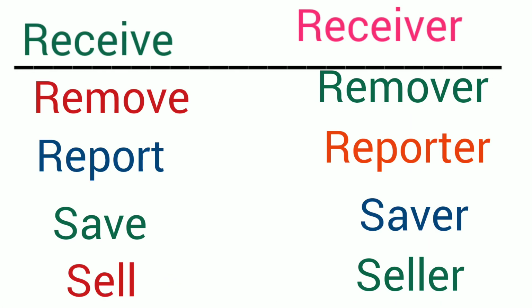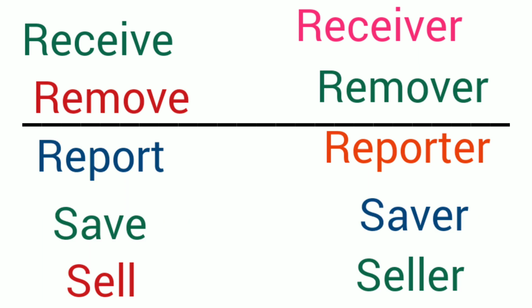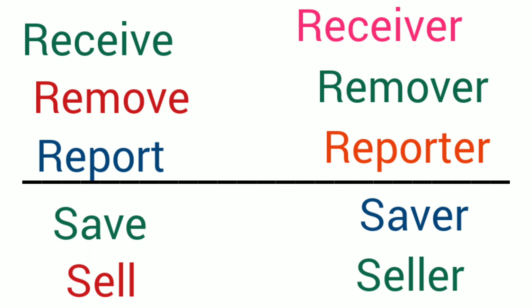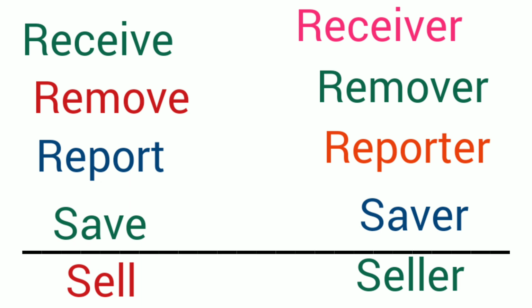We have receiver. A receiver is the person that receives. We have remover. Remover does the function of removing, whether stain or whatever. Okay, the remover does removing job. We have reporter. A reporter is the person that gives reports. Okay, a saver. A saver is someone that saves.